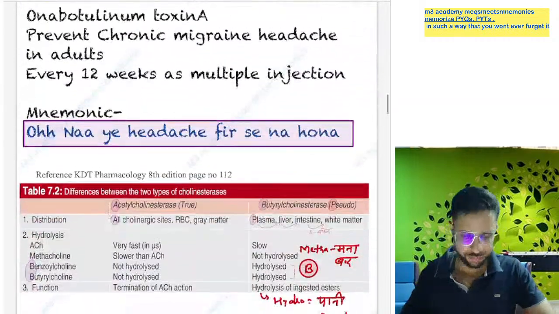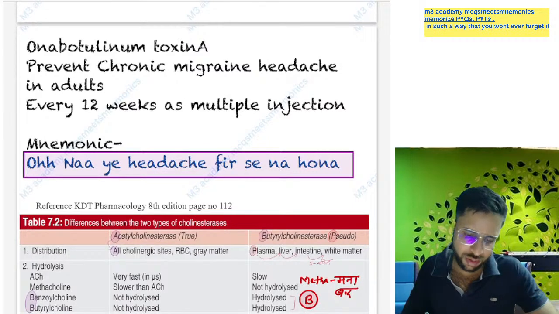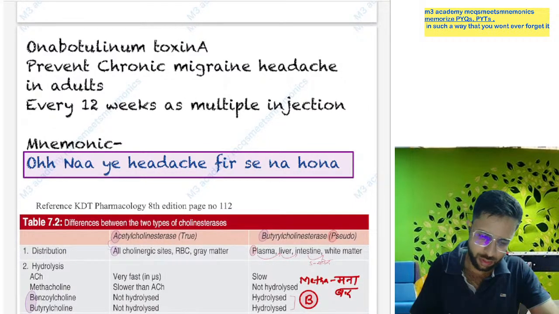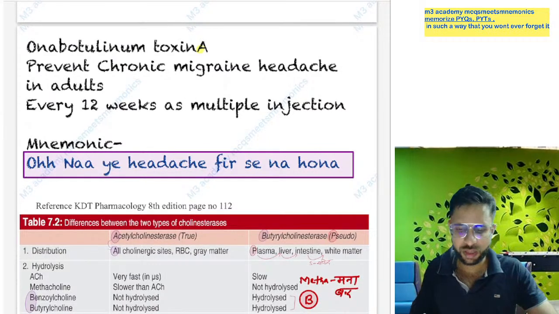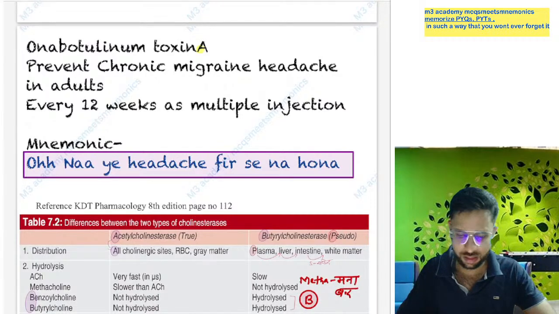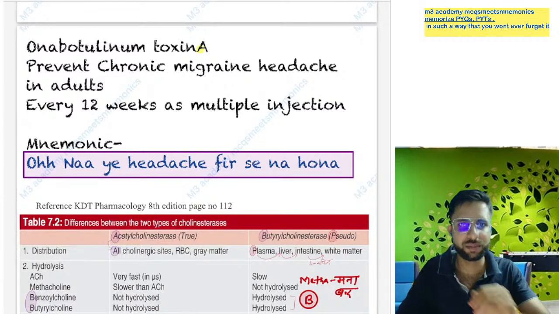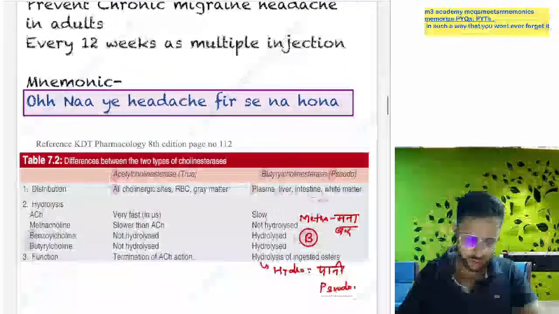Now, you have to revise that session. Onabotulinum toxin prevents chronic migraine headache in adults. Every 12 weeks we have to give the injection. The mnemonic is "Ona ye headache phir se na hona", meaning Onabotulinum: I don't want this terrible headache again.